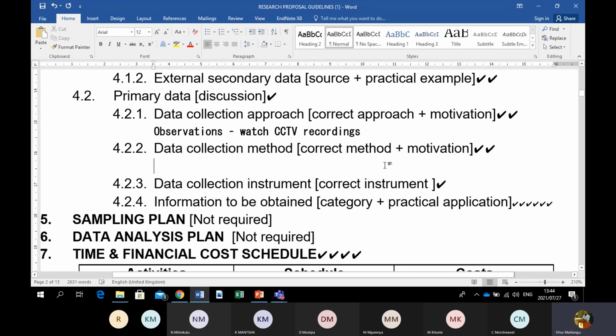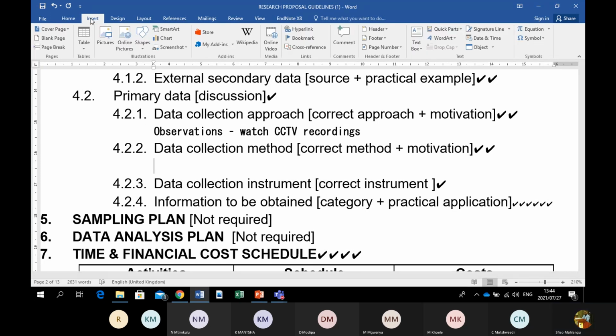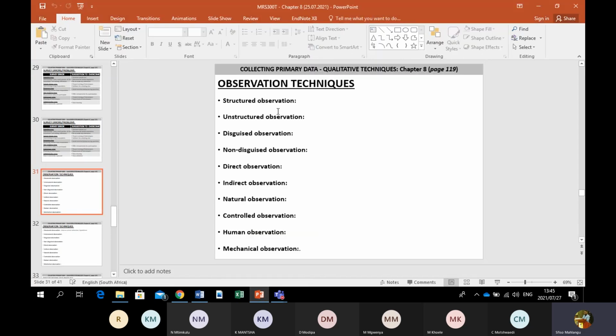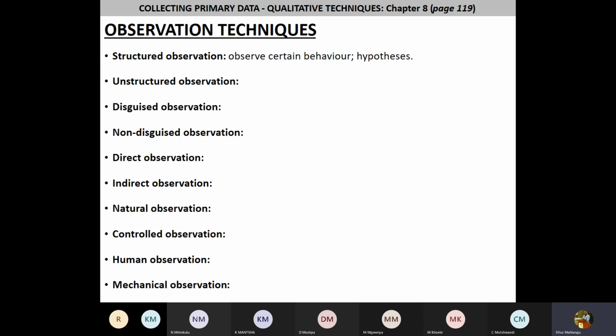And then when it comes to the method, observation techniques, you will see there what you need to do on that page. It starts by saying structured versus unstructured observation on page 161. And that's what you have here on the slide. So the first thing is to indicate whether yours is going to be structured or unstructured. So let's get the difference between the two. So structured observation, it's whereby you observe certain behavior. That is on page 161. You will see there.